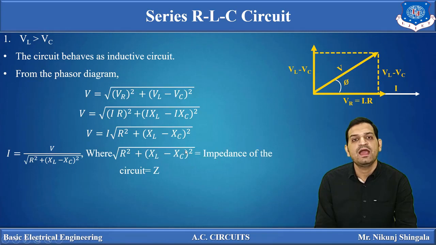So finally I, the current of the circuit, is equal to V divided by square root of R square plus XL minus XC whole square, where we know I is equal to V divided by Z. So this denominator term becomes the impedance of the circuit. Square root of R square plus XL minus XC whole square is equal to the impedance of the circuit, denoted by Z. So I is equal to V by Z.